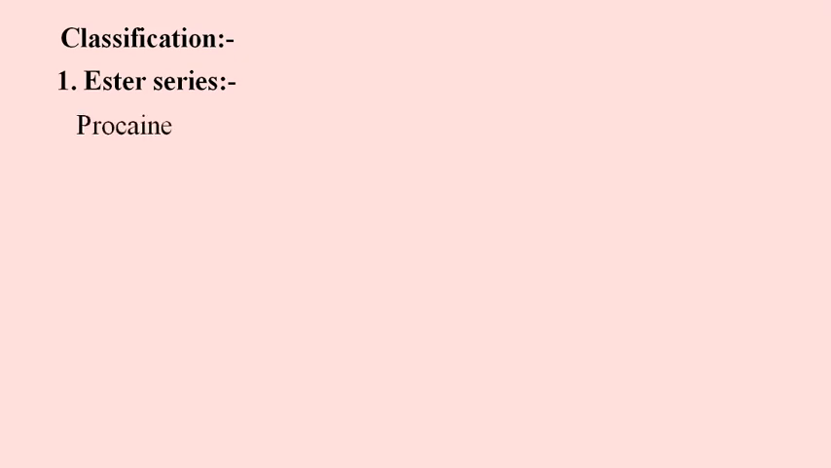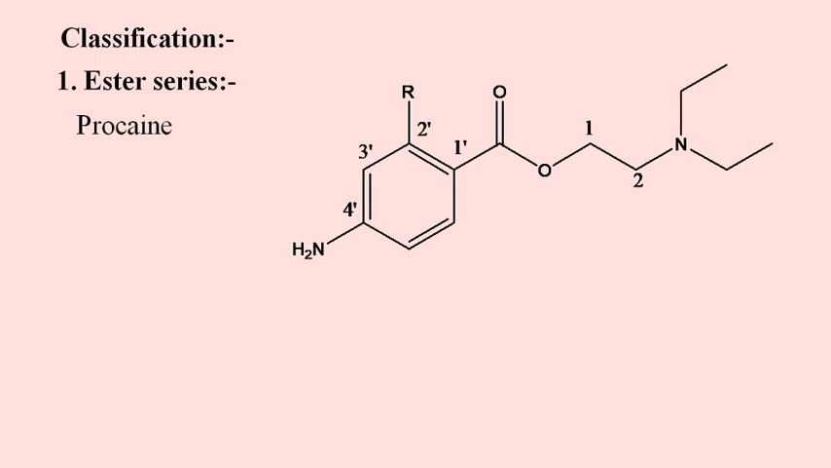Procaine. And this is the structure of procaine. It is 2-diethylaminoethyl 4-amino benzoate. Here you can see this is position number 1 and this is position number 2, and at position number 2 a diethylamino group is attached. This is nitrogen, we can call it an amine, a tertiary amine, and along with this nitrogen there is one ethyl group and another ethyl group. So there are two ethyls.